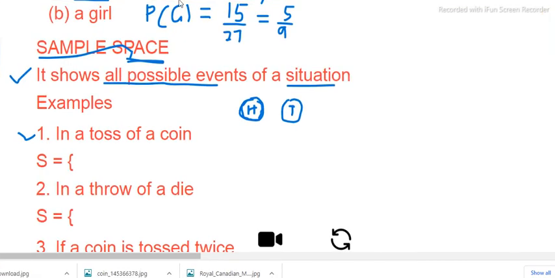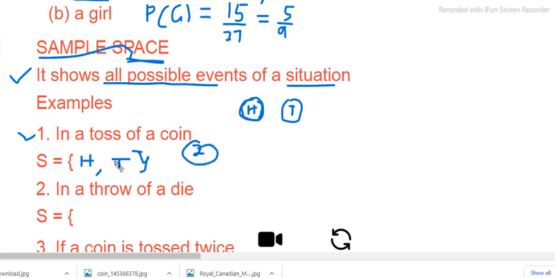So in a coin, two events are possible. One is the head, the other is the tail. These are the two events that are possible in a coin. So in a coin, the sample space, all possible events, is 2.